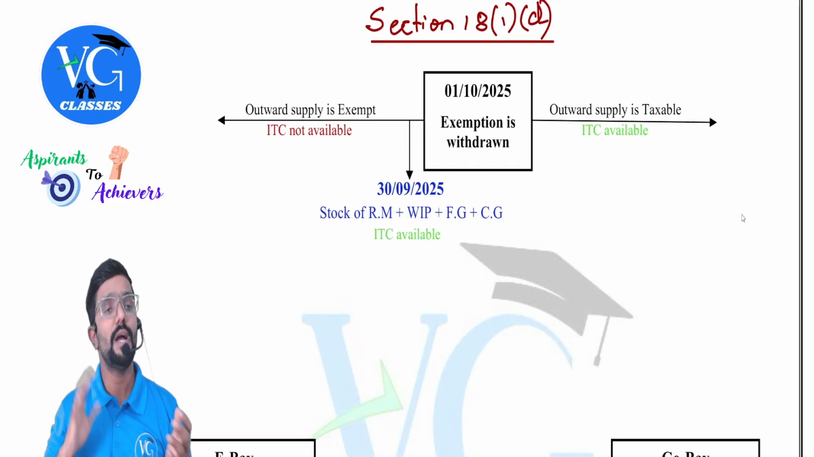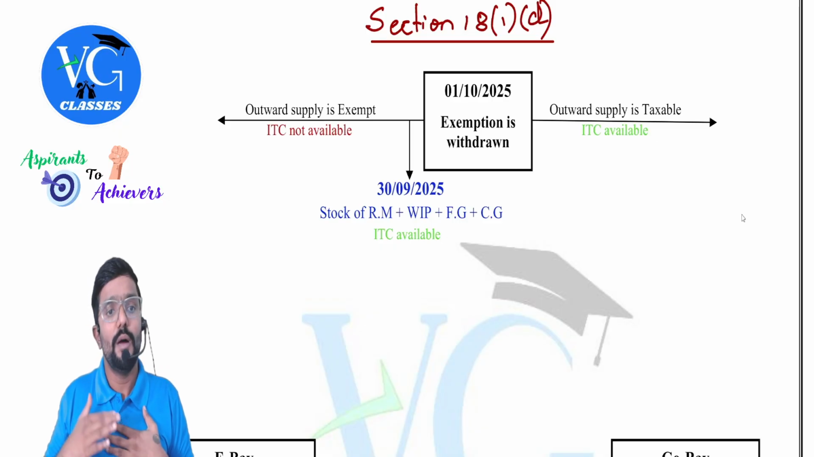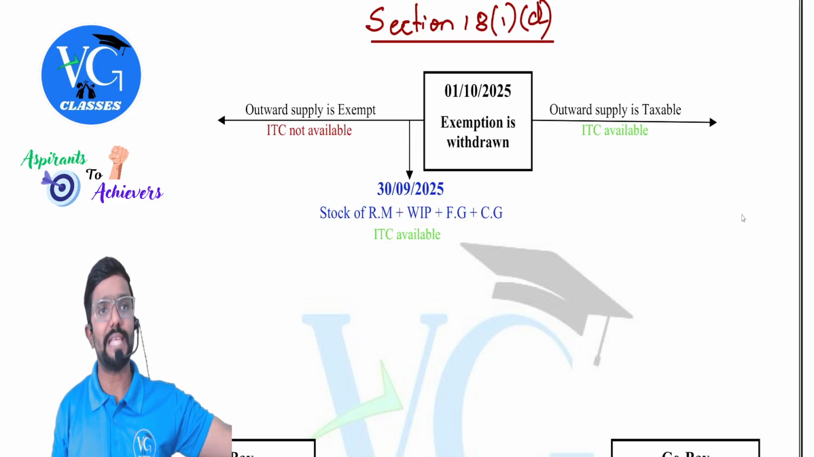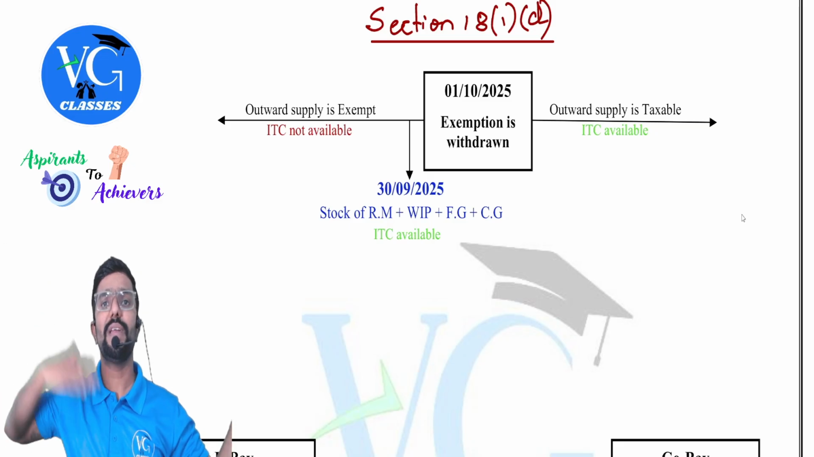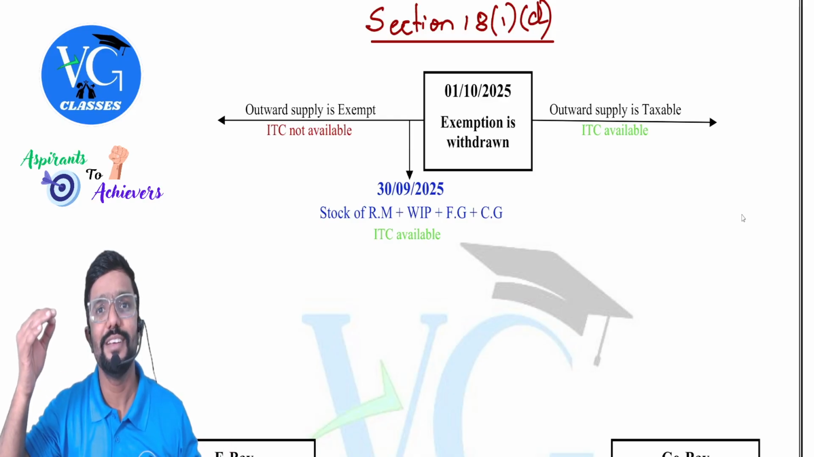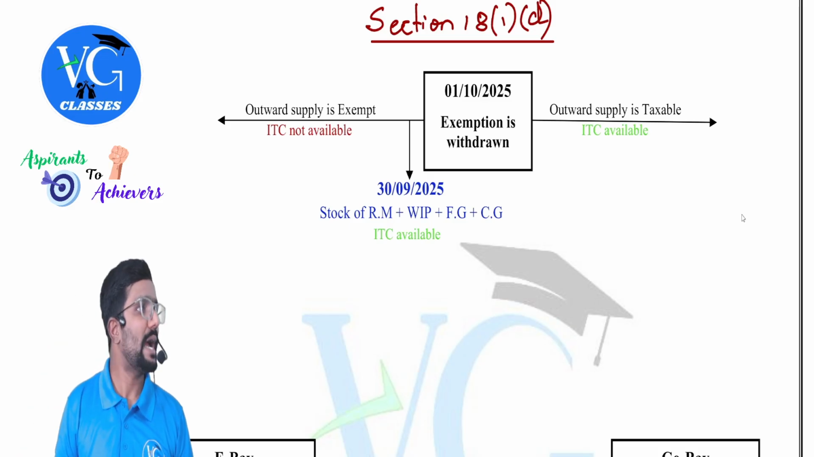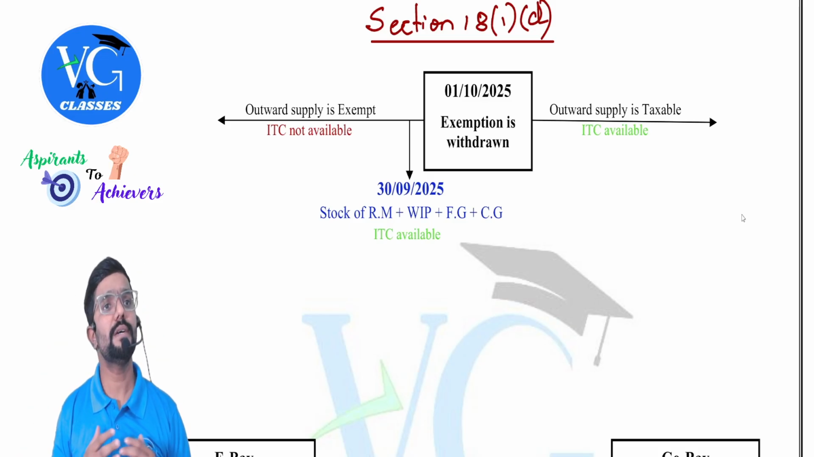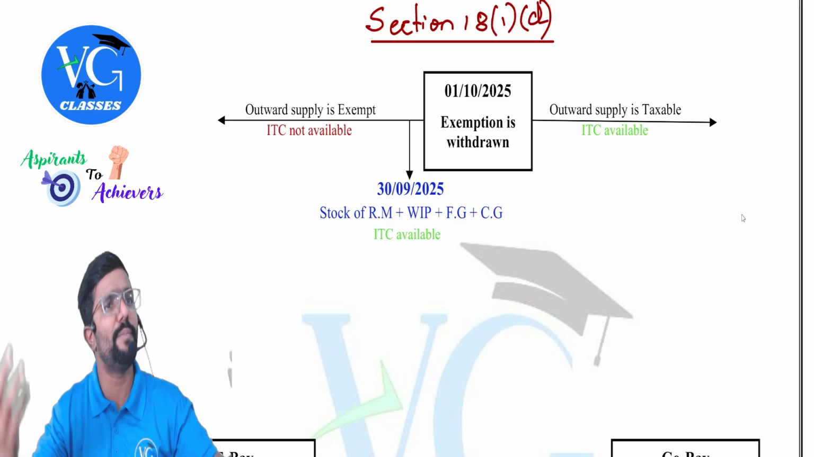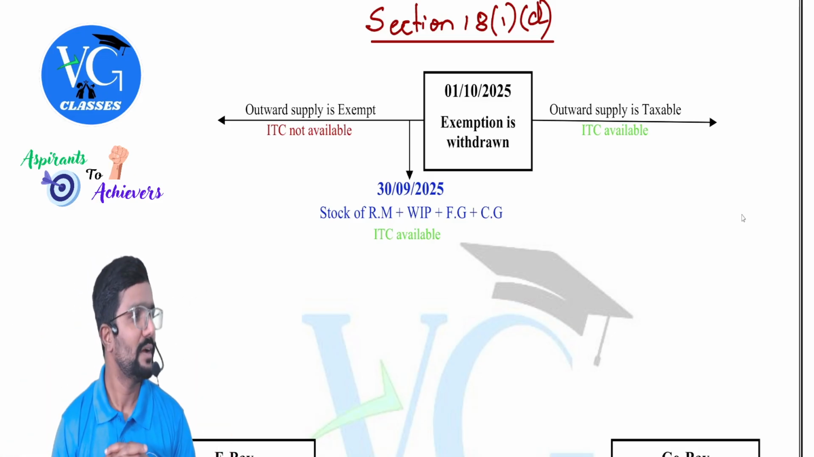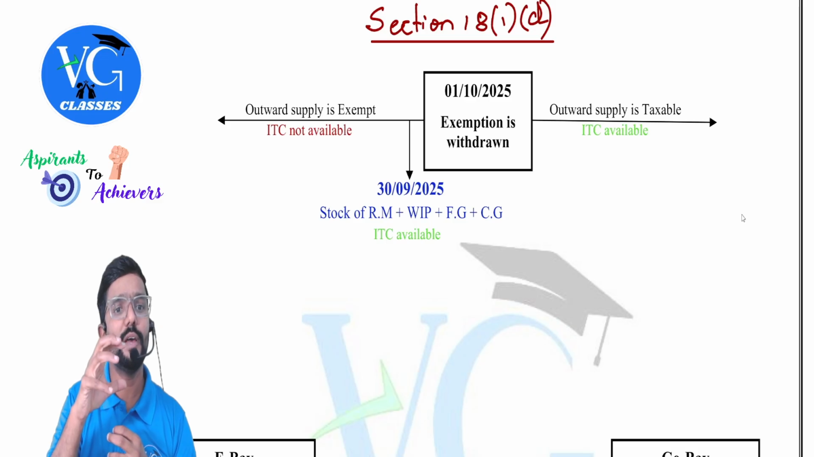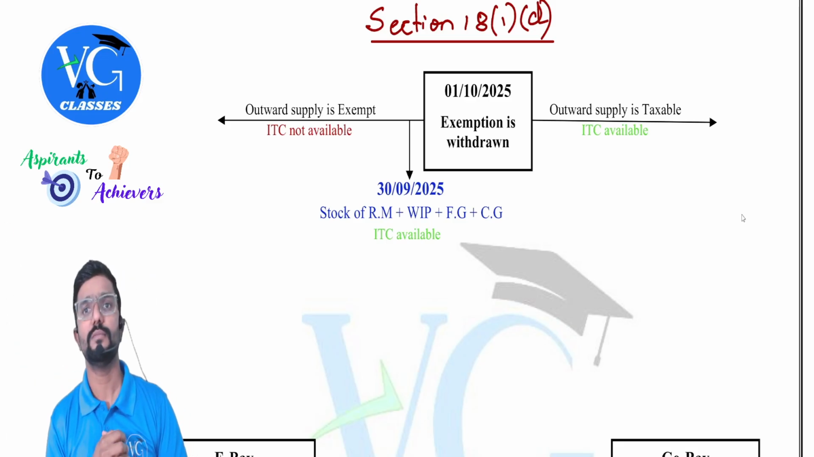Okay, what is it? We will see. Assume, guys, I was the supplier. My outward supply is exempt. If my outward supply is exempt, can I claim credit on my inward supply? No, sir, I cannot claim it. Why, sir? Because on my outward supply, tax is 0. So on my inward supply, even though I have paid tax, I cannot claim credit.